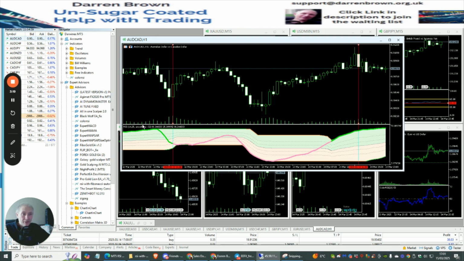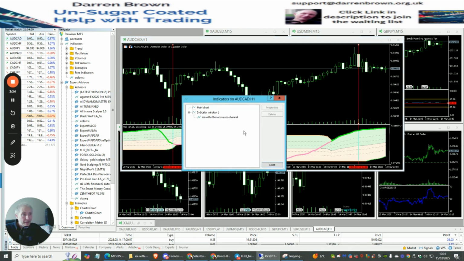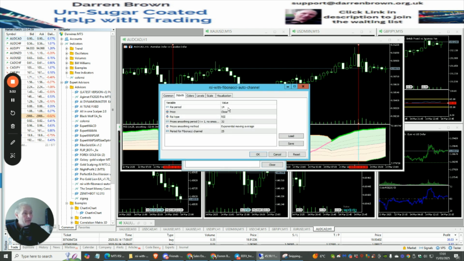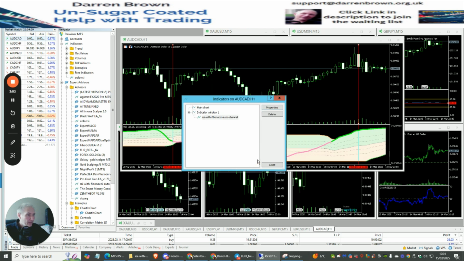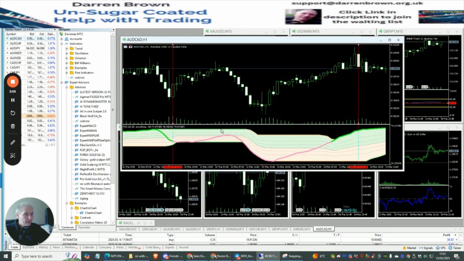But there are a few key features that you need to do. So what we're going to do is go to here, right mouse click, go to indicator list, and we're going to play around with the Fibonacci auto channel, and go to properties. What we're going to do is change this one here to 28. We're going to smooth it out. I'm going to put this to 20, and we're going to try that. Okay, so let's click OK, and then we're going to close.